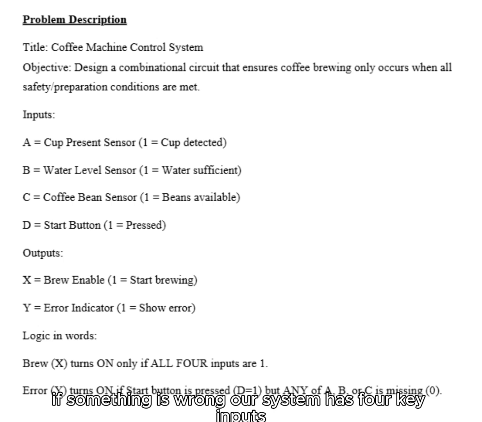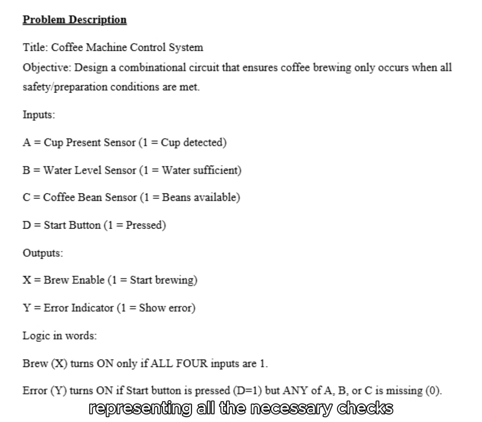Our system has 4 key inputs representing all the necessary checks. A, the cup present sensor. Is there a mug ready to catch the coffee? If yes, it will output 1. B, the water level sensor. Is there enough water in the tank? If yes, it will output 1. And C, the coffee bean sensor. Are the grounds or beans loaded? If again yes, it will output 1. And D is the start button. If the user presses the start button, it will output 1.